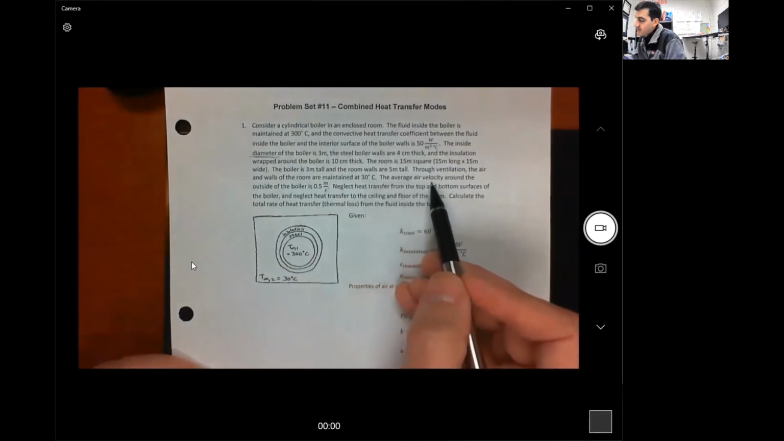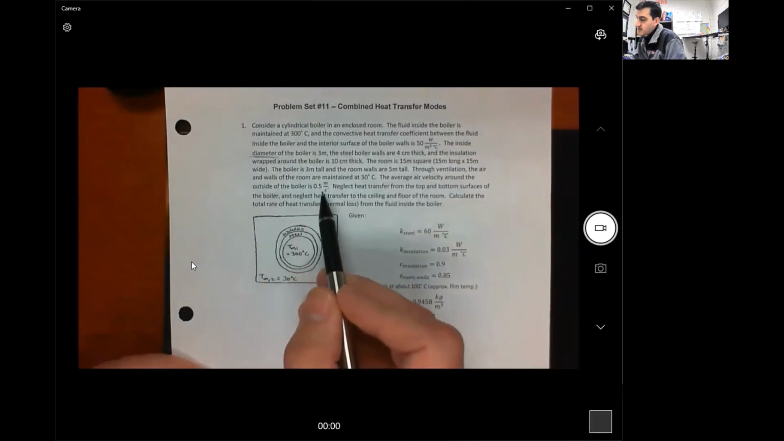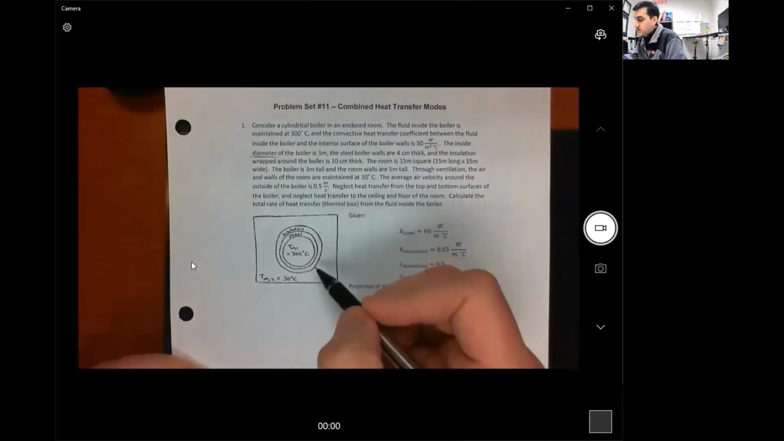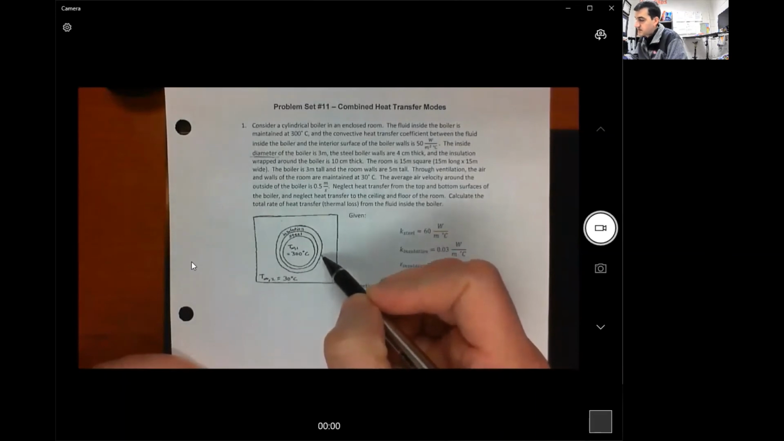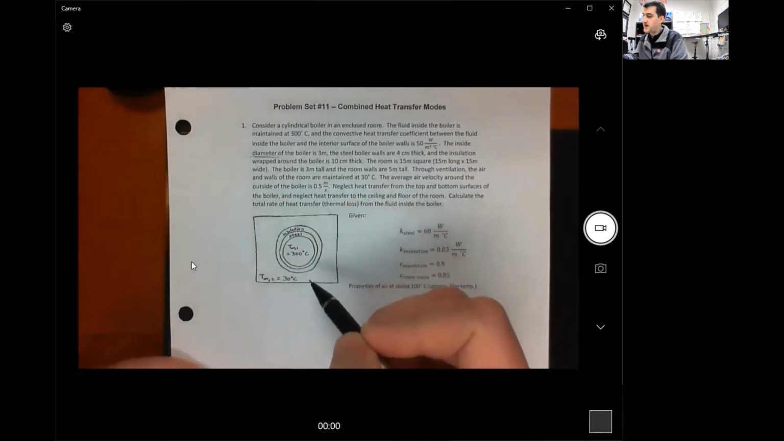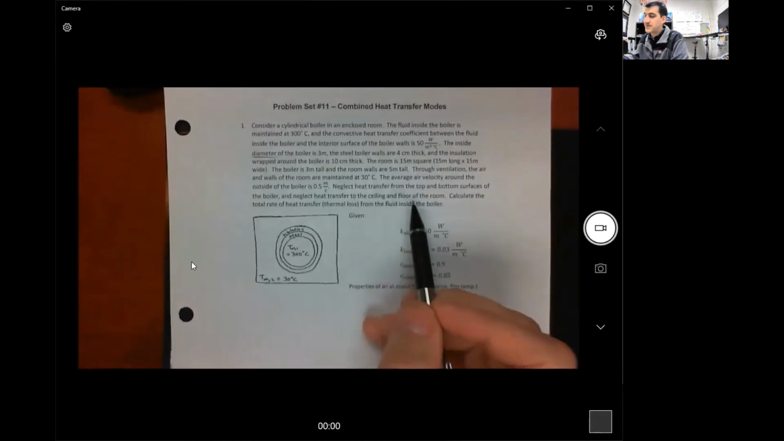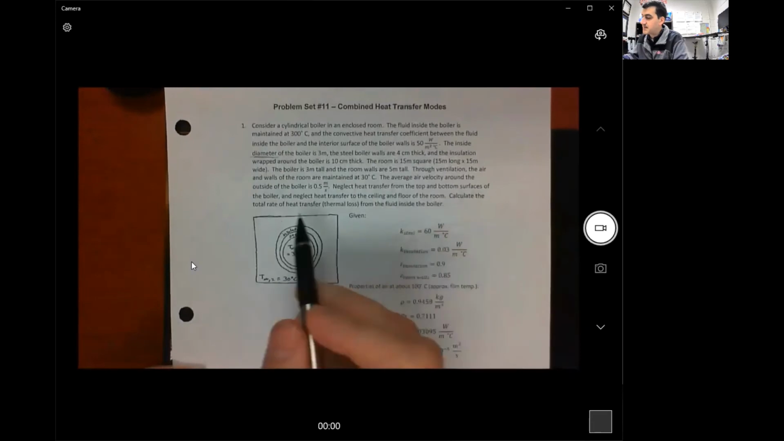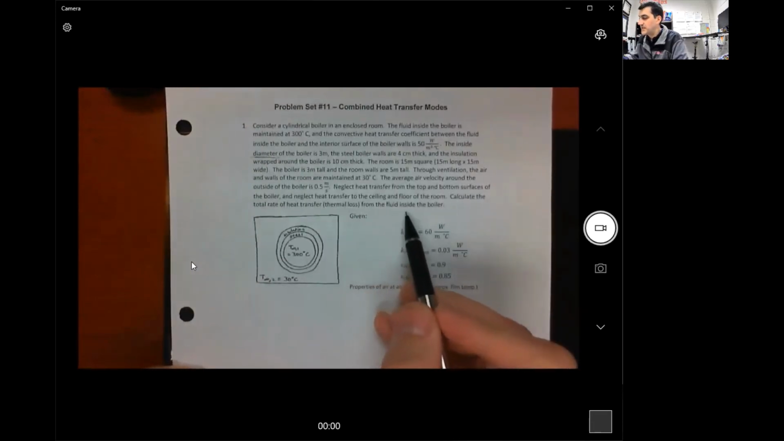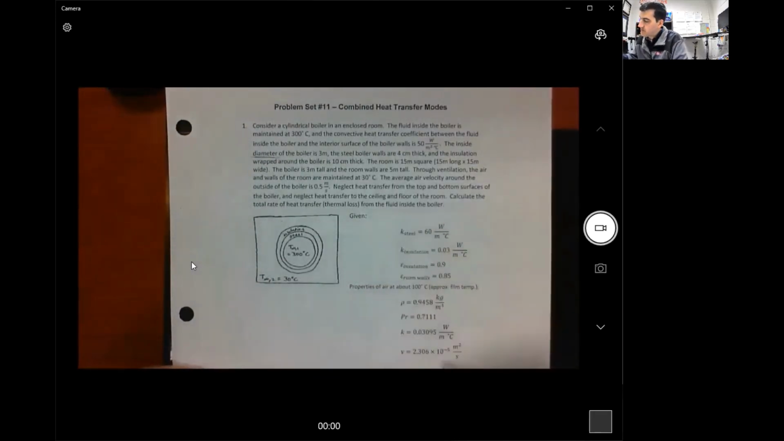We're told the average air velocity around the outside of the boiler is 0.5 meters per second. So there's fluid, air is a fluid. There's fluid around this boiler, and that air is flowing with a velocity of 0.5 meters per second. Ignore the heat transfer from the top and bottom surfaces of the boiler and neglect the heat transfer to the ceiling and the floor of the room, just to simplify the problem a little bit. And calculate the total rate of heat transfer from the fluid inside the boiler. We're given all these different parameters right here.